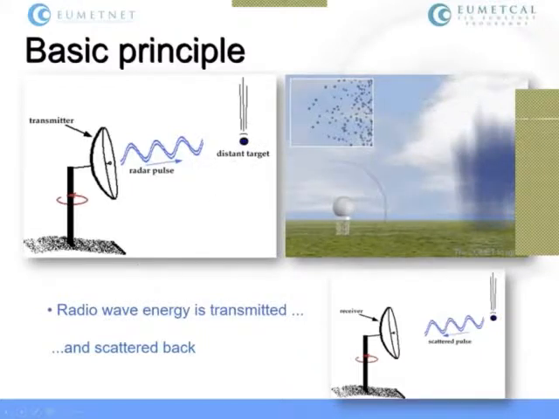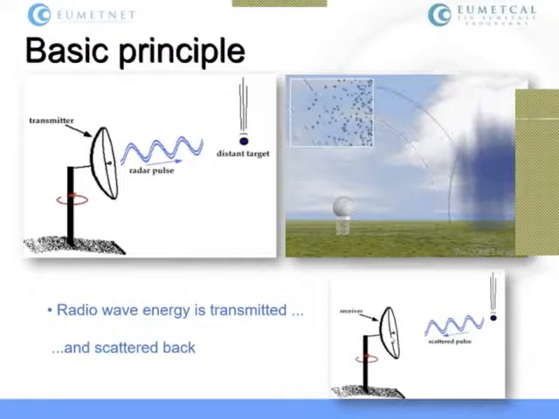After this energy is transmitted and reaches the target, some of the energy, a very small part of that, is backscattered to the antenna, received, processed, and after that, through the display systems, we can see the information that comes from the targets in the atmosphere. So very shortly, this is the principle.